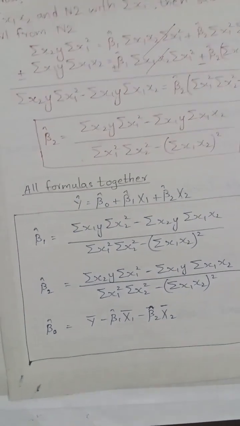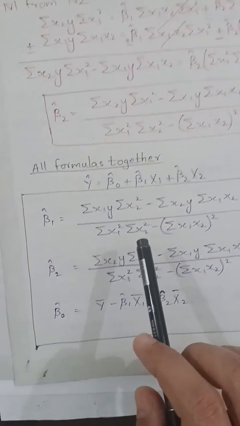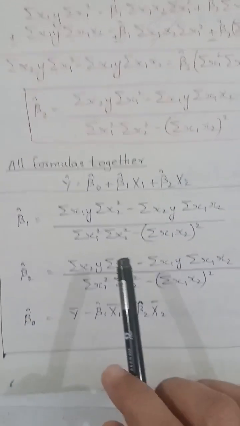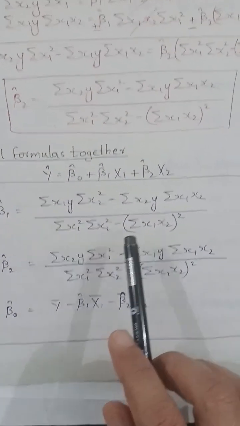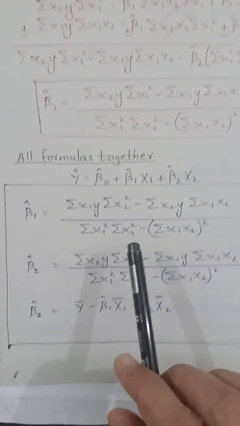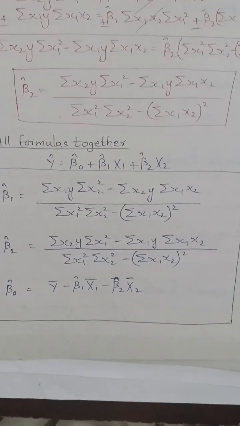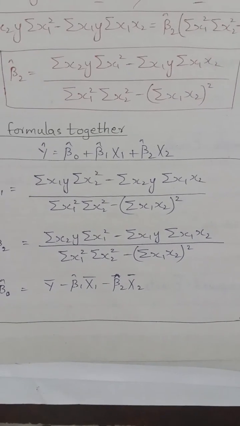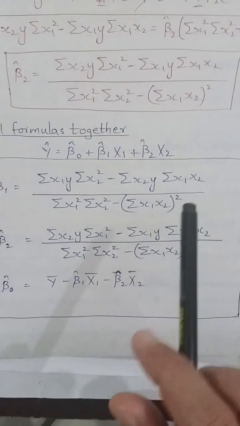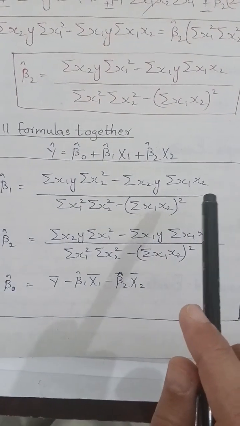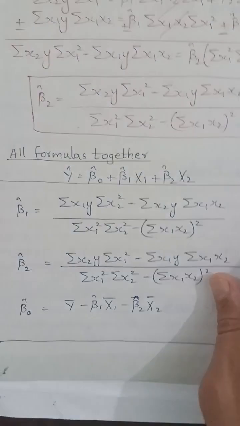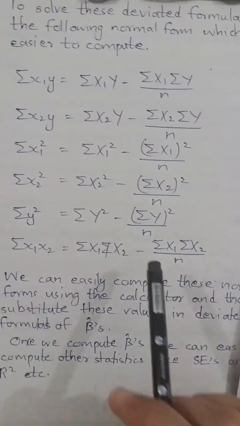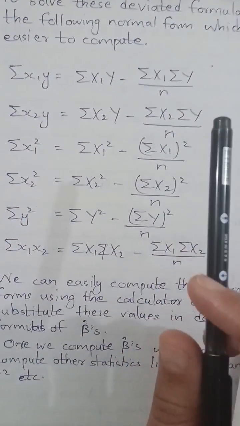So if you try to solve the numerical problem of multiple linear regression in the two x variable case, it is more time consuming to make the columns of small x1, then small x2, then small y, then small x1 square, then small x2 square, then small x1 x2. So it is a very lengthy process. So I have written some equations for these terms which are easier to compute by hand.